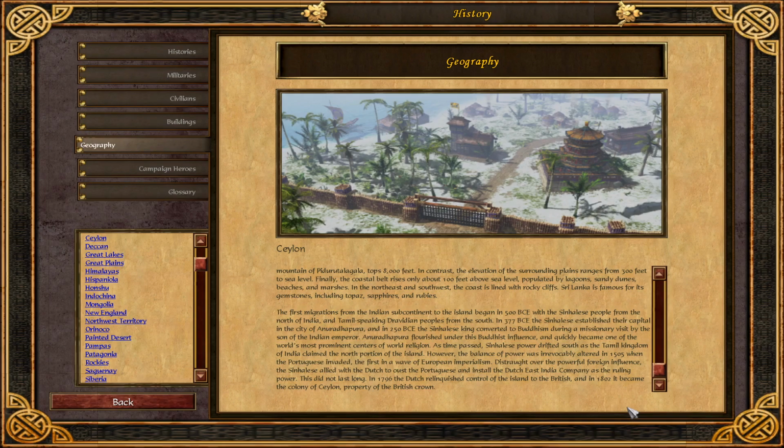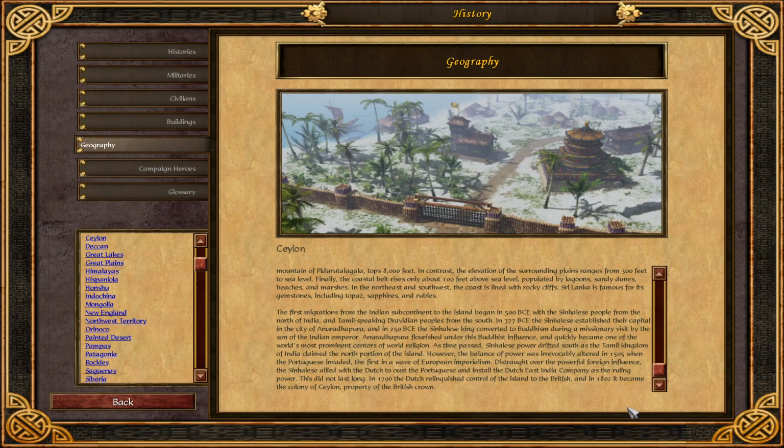The first migrations from the Indian subcontinent to the island began in 500 BCE with the Sinhalese people from the north of India and Tamil-speaking Dravidian peoples from the south. In 377 BCE, the Sinhalese established their capital in the city of Anuradhapura, and in 250, the Sinhalese king converted to Buddhism during a missionary visit by the son of the Indian emperor. Anuradhapura flourished under Buddhist influence and quickly became one of the world's most prominent centers of world religion.